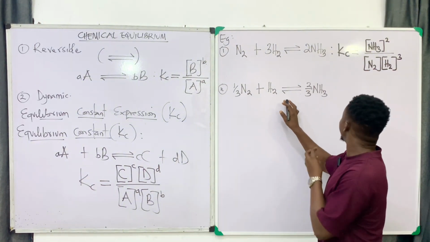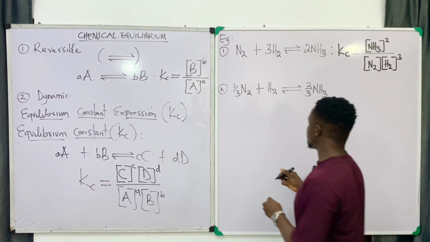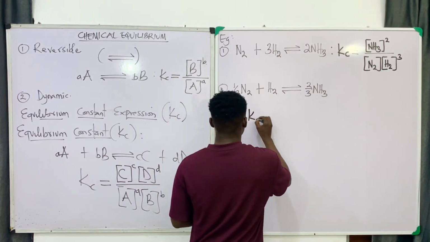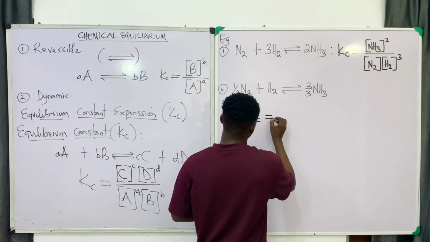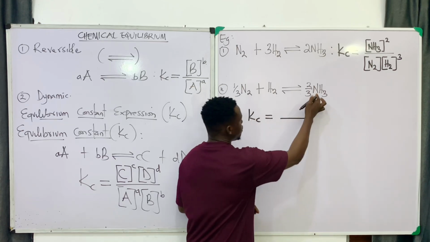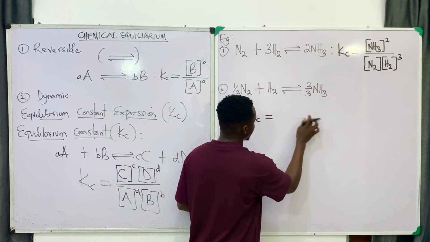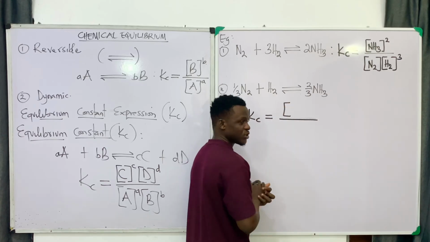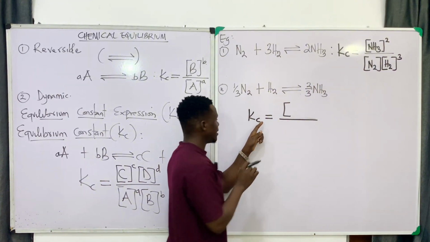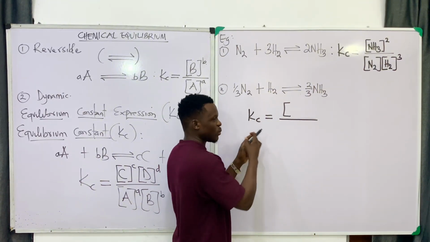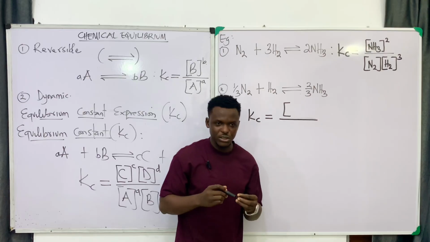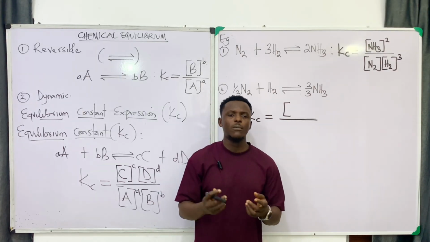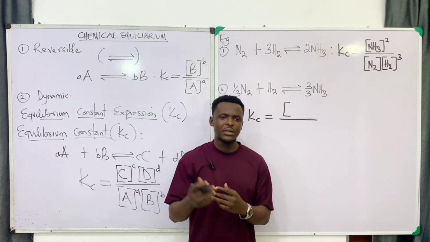Now, let's write the equilibrium constant for this second reaction. So this becomes Kc equals, the product of this reaction is ammonia. This square bracket stands for concentration. Remember, Kc is the concentration equilibrium constant. We are writing the equilibrium constant in terms of concentration. However, we also have the equilibrium constant in terms of pressure. We're going to talk about that later.